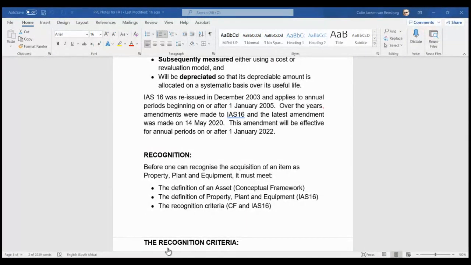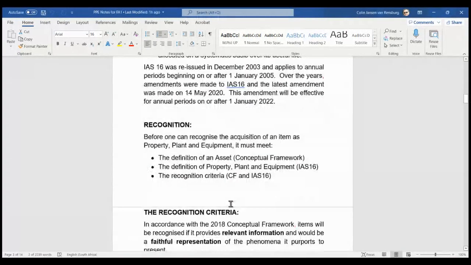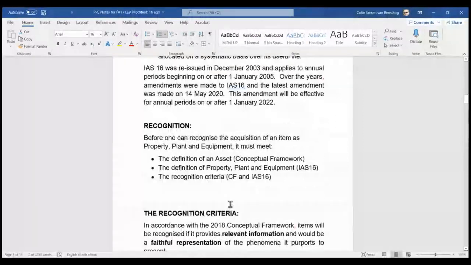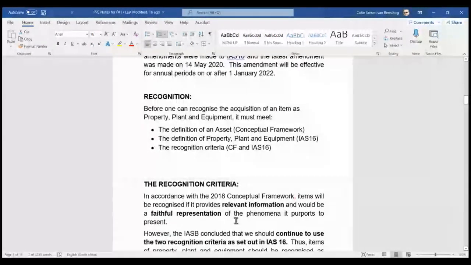Right, so your fundamental qualitative characteristics were relevance. It must be relevant, and it must be a faithful representation of what really, truly happened within the business during that period. Right, and then the conceptual framework said, before you recognize anything, it must comply with those two criteria. So that is exactly the recognition criteria that they are referring to, the ones that come from the conceptual framework, right?